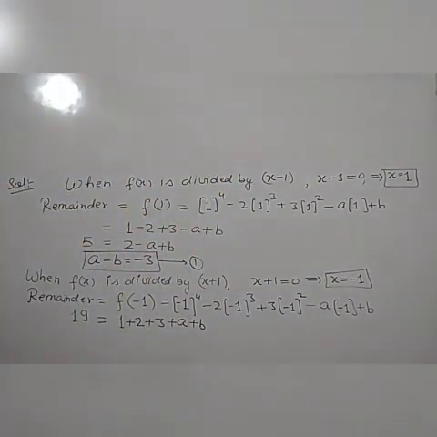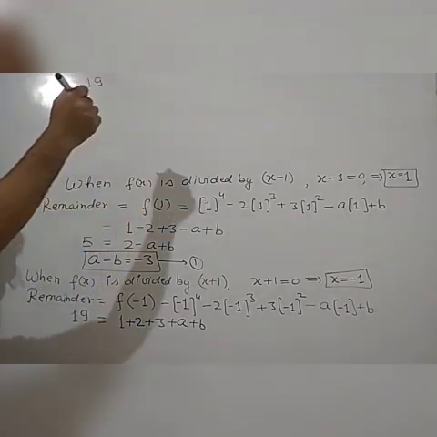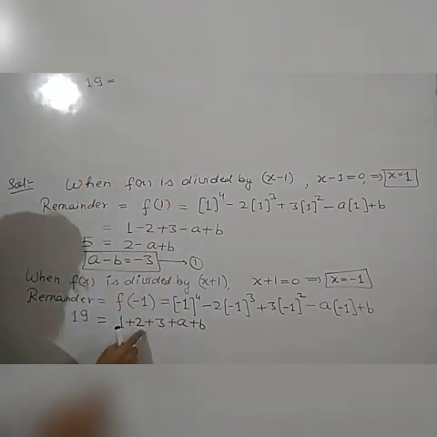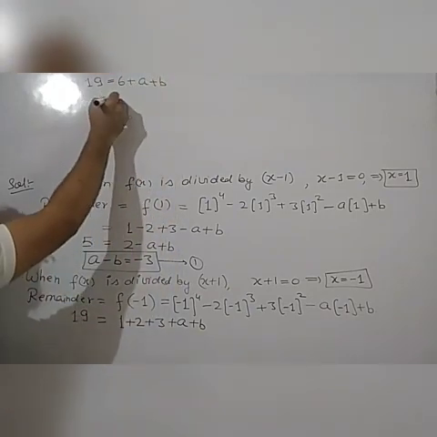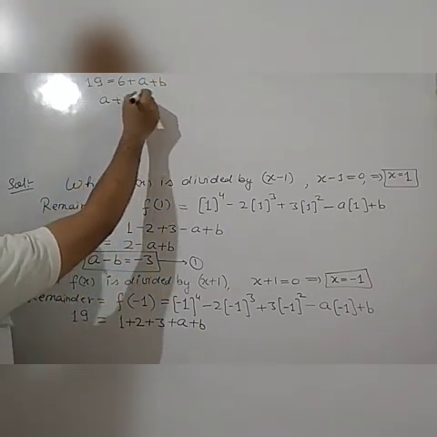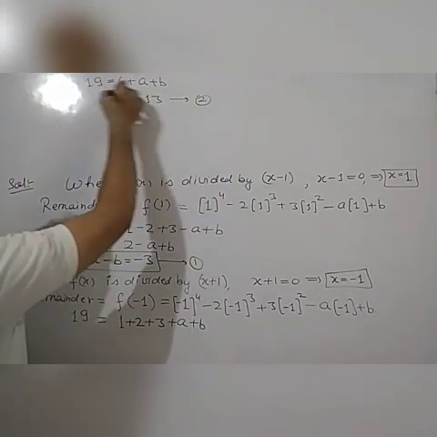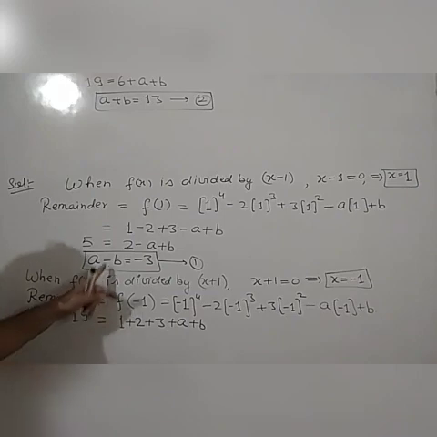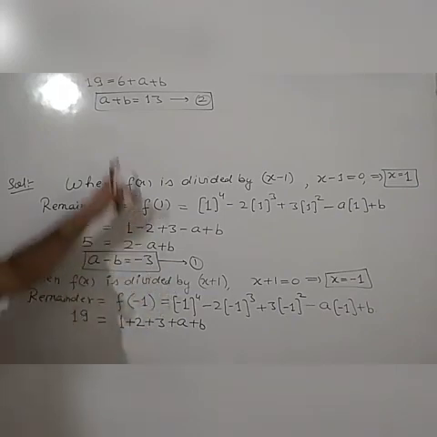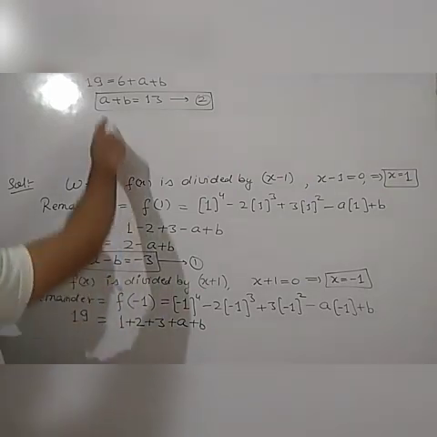So solving this equation further, we will get 19 is equal to 3 plus 2 is 5, plus 1 is 6. It is 6 plus a plus b, or we can write it as a plus b is equal to 19 minus 6, that will be 13. It is equation number 2. So we get two equations in terms of a and b. The first equation is a minus b is equal to minus 3, and the second equation is a plus b is equal to 13.